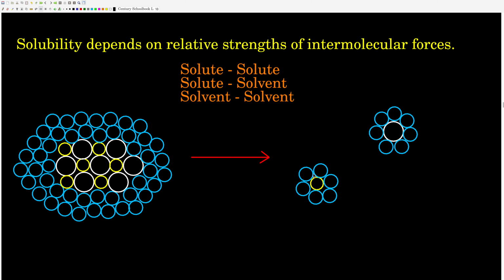And this is a two-dimensional picture, but in reality it's a three-dimensional picture. And so it's basically a sphere of solvent particles around the solute particle. We call that sphere the sphere of solvation, or in this case the sphere of hydration, because it's water.